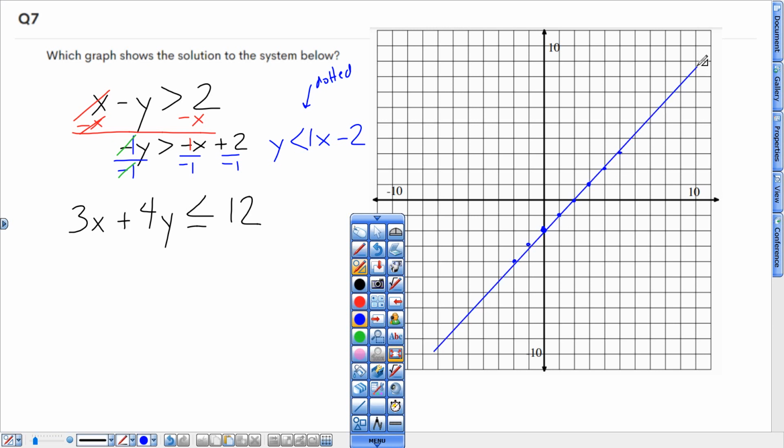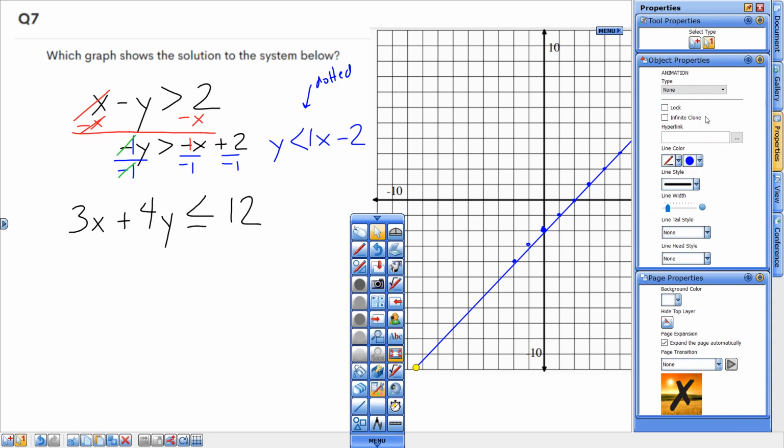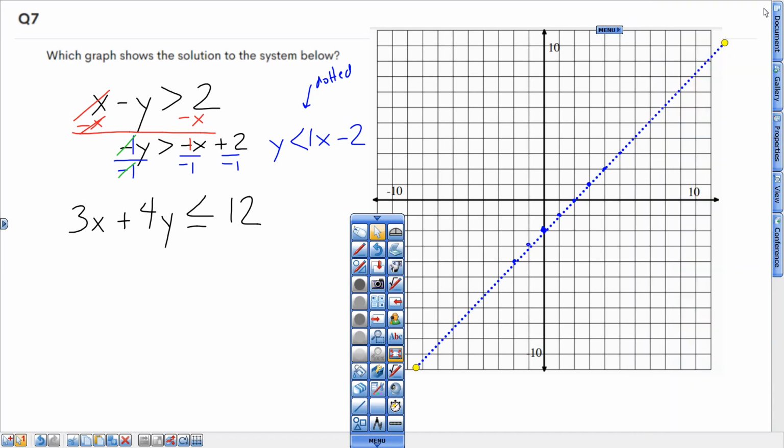For these systems, draw your lines really long. You don't want to have short lines, nice and long. This line will be dotted because of the inequality. And now the inequality says less than. That is below. Less is always below. More is above.